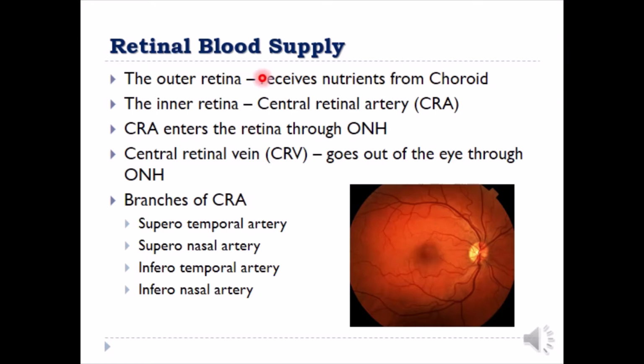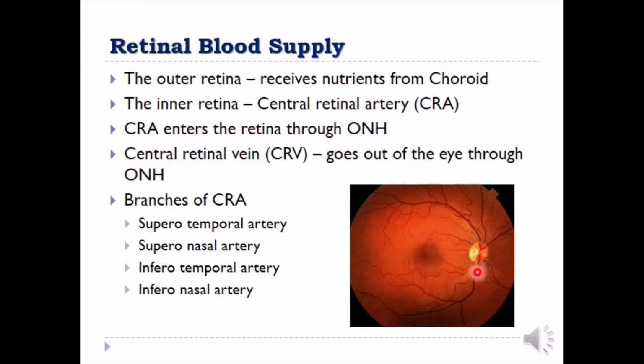The inner retina, okay, that means the retina on the inner side, that is closely situated next to the vitreous. Because the vitreous does not have rich blood vessels, some blood vessels should come to the retinal surface so that they can supply the retinal areas. So the inner retina is supplied by the central retinal artery. This central retinal artery enters the retina.